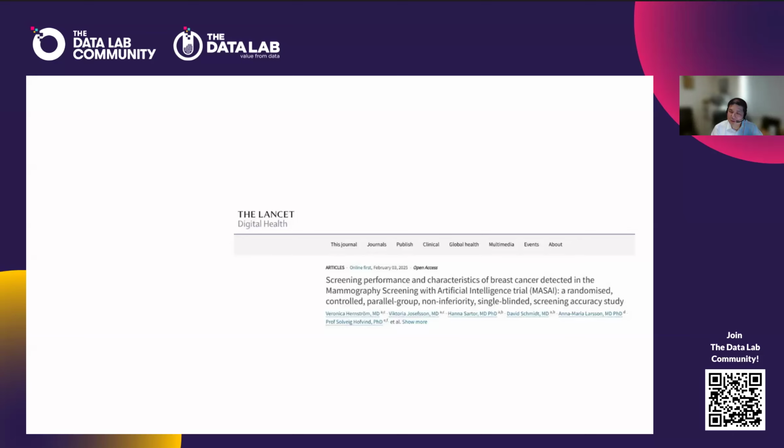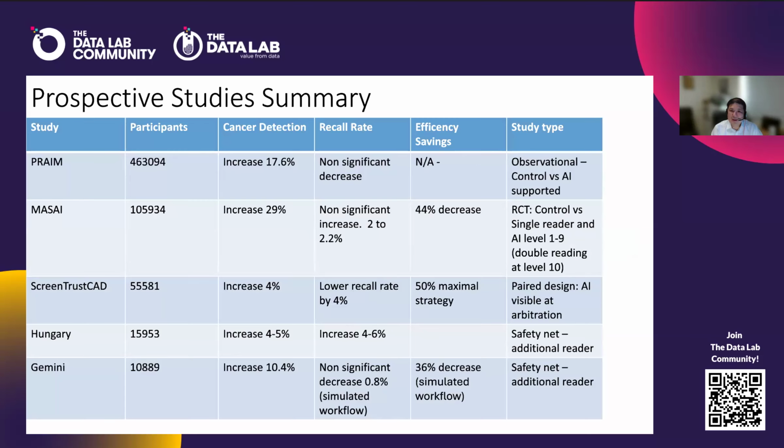And if you think about it, the two human group had to read mammograms twice, whereas the one human and one AI group only read the mammograms once by a human. So already there was a reduction in workload. So more time for coffee, more time for Danish cinnamon rolls or whatever. And this is a result as you see here.